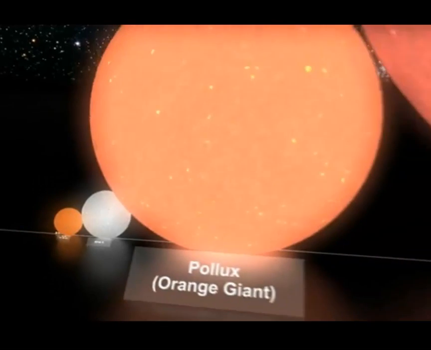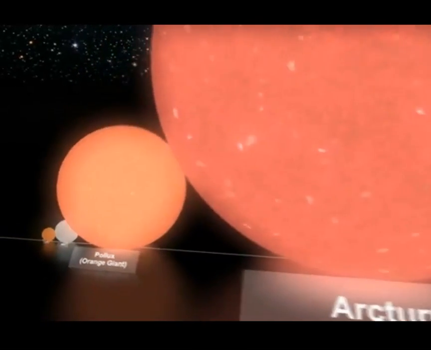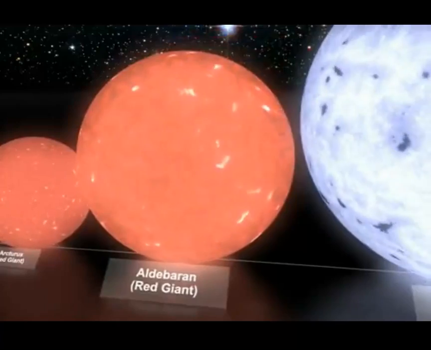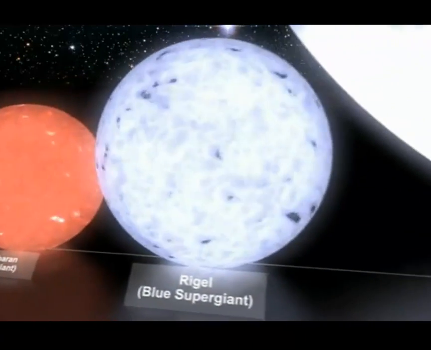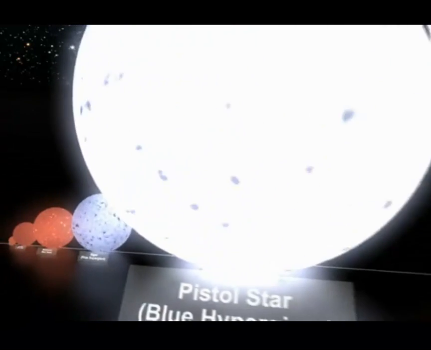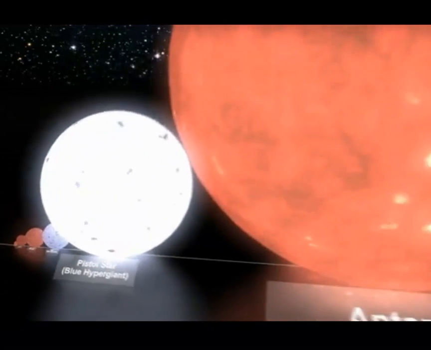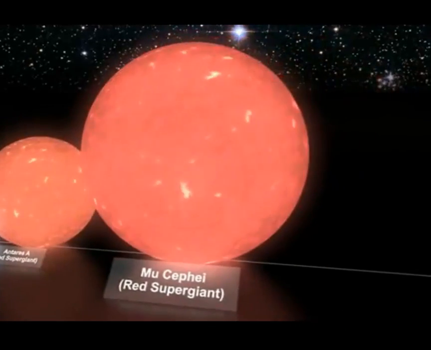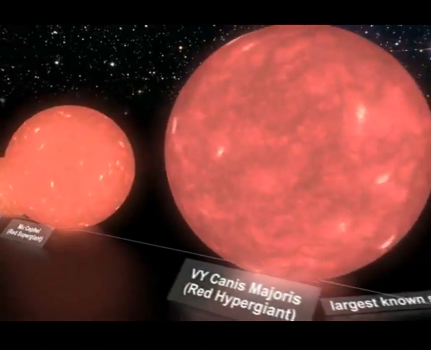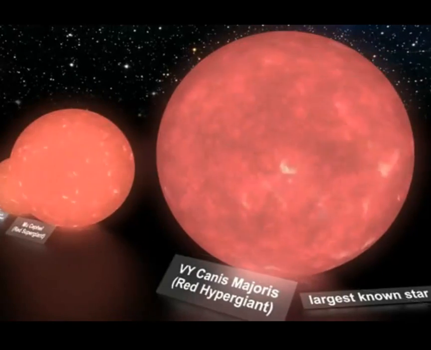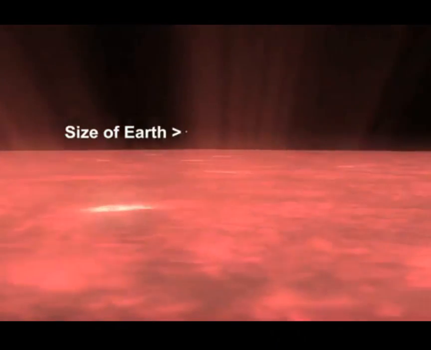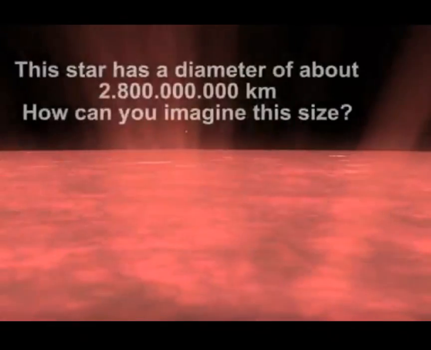There's Sirius, Pollux, Arcturus, Aldebaran, Rigel, Pistol Star, one we can't see with our eyes, Antares, my constellation Scorpius, Lucifer, Red Supergiant, VY Canis Major, Hypergiant, and this one's going to zoom in and you can see the Earth way over here. Pretty hard to actually see the two together.